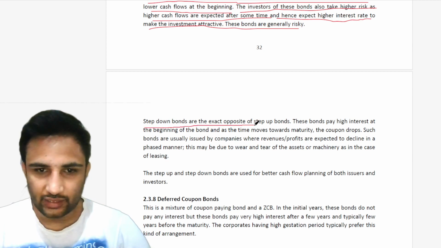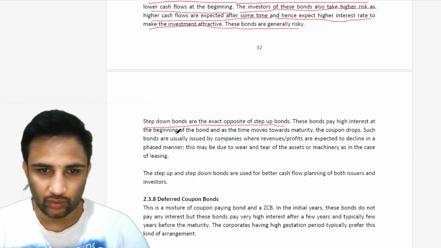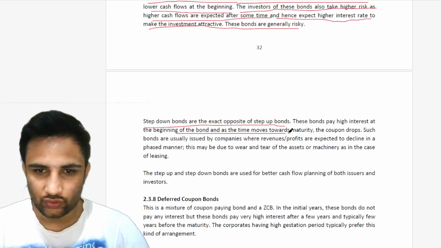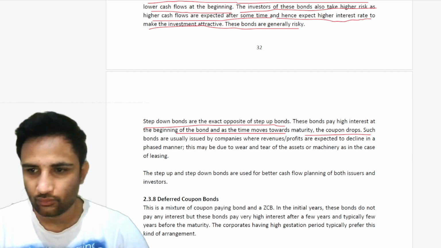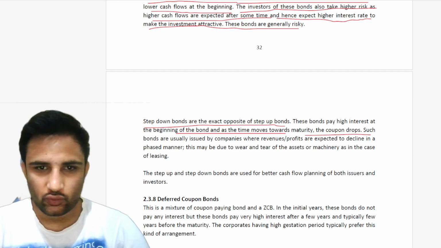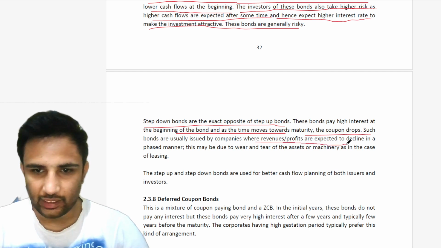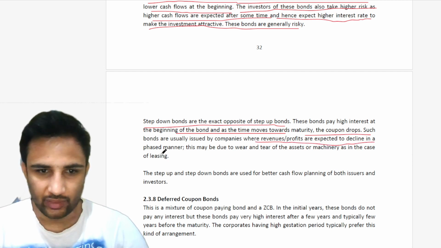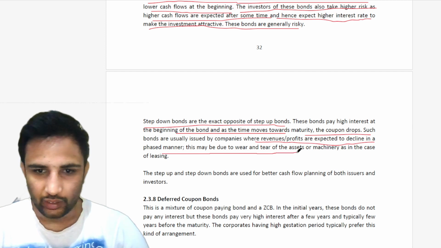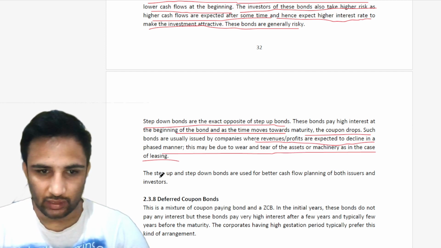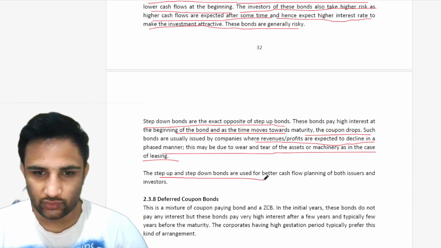Step down bonds are the exact opposite of step up bonds. These bonds pay high interest at the beginning of the bond, and as time moves towards maturity, the coupon drops. Such bonds are usually issued by companies where revenues and profits are expected to decline in a phased manner. This may be due to wear and tear of the assets or machinery, as in the case of leasing. The step up and step down bonds are used for better cash flow planning of both issuers and investors.